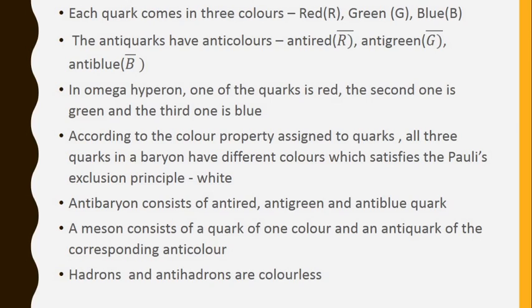Now what about a meson? We know that a meson is made up of a quark and an antiquark. So a quark of one color and an antiquark of the corresponding anticolor, isn't it? So again, mesons also will become colorless. So we can say that hadrons and antihadrons are colorless.